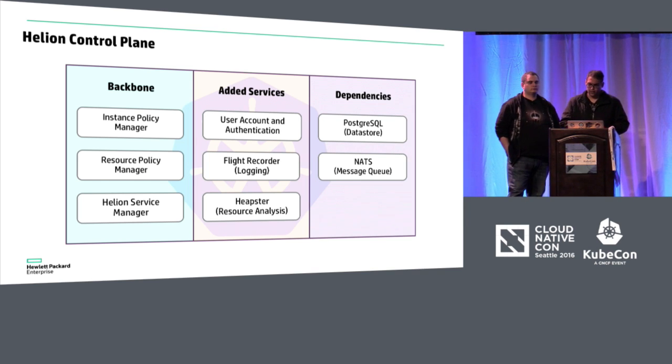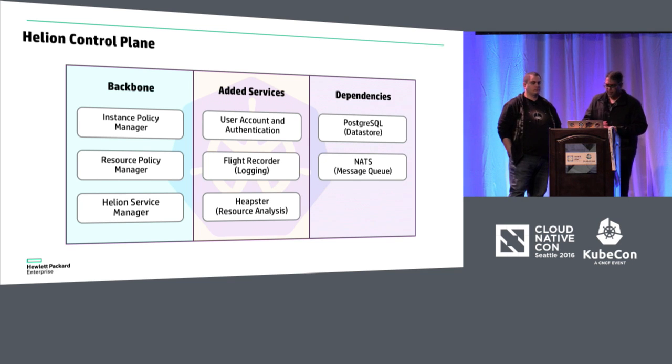Dependencies are fairly straightforward. We use Postgres as a data store for a lot of the instance details that we keep track of in the backbone, and we use NATS as a message queue for the task system. So we create asynchronous tasks to do things, and we use NATS for that.